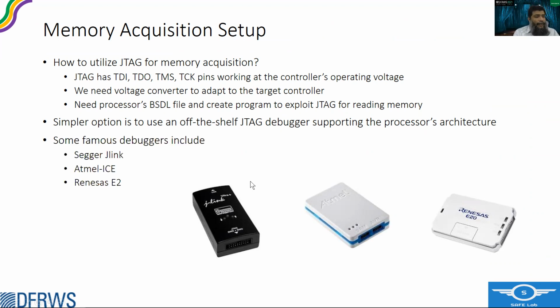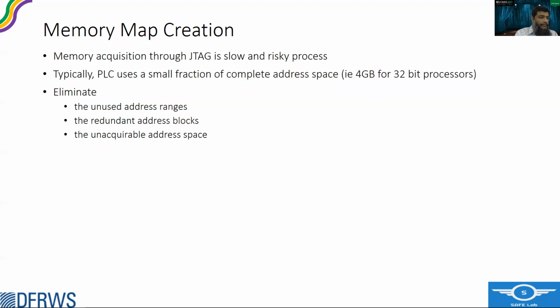So these are some famous debuggers that we can use after verifying if they support our architecture. Once the setup is ready, the next step is to create the memory map. Memory acquisition through JTAG is a slow and risky process.